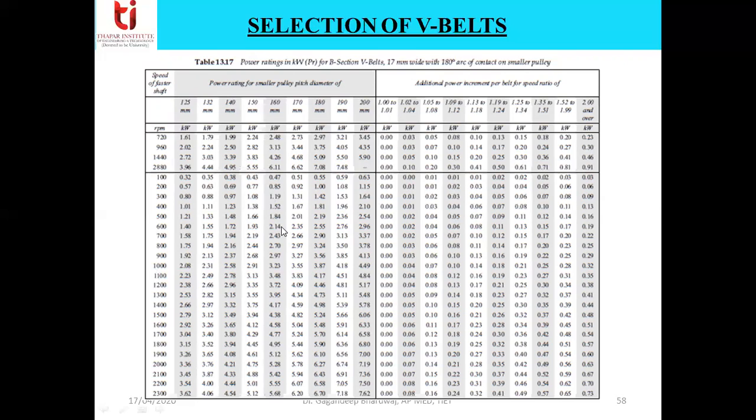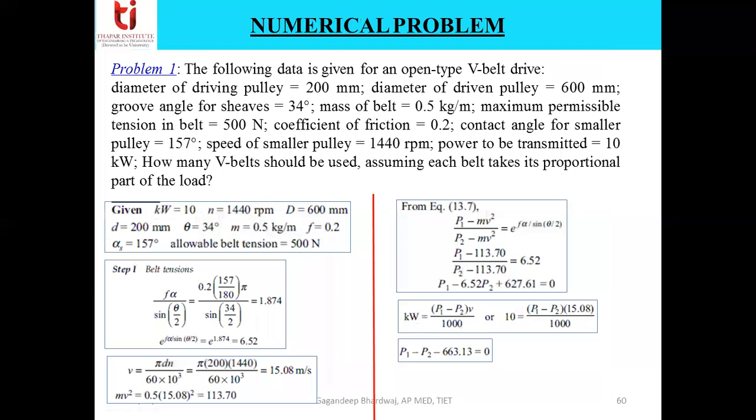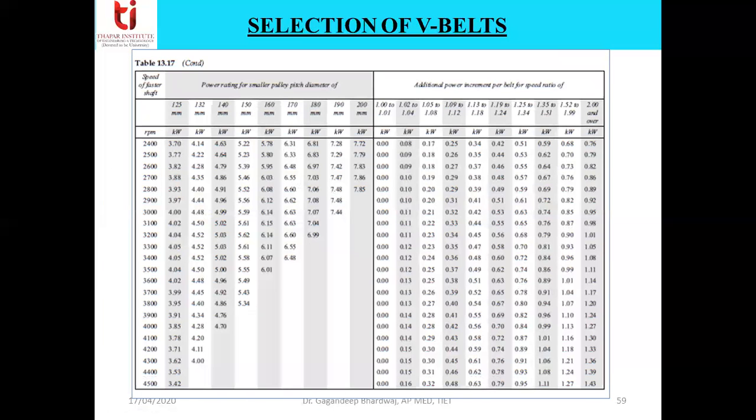Now, additional power increment for speed ratio. Suppose the speed ratio comes out to be 1.5. It is lying in this range. So according to 600, this value is 0.15. So we will add this value to 2.14. This is the power which is PR, which is the variable. So this is all about the selection and design of the V belt.